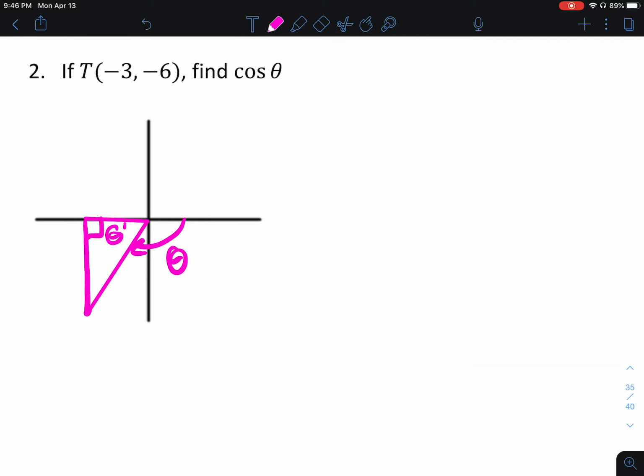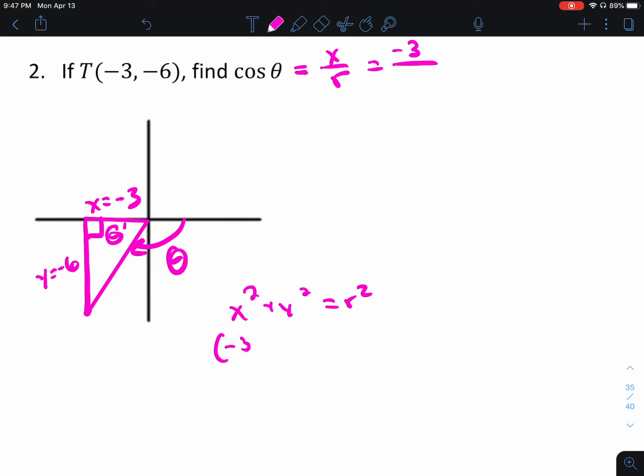In this triangle, we were already told that x is -3 and that y is -6. What we don't know is what r is. This is not a Pythagorean triple, so we're going to have to use the Pythagorean theorem. X squared plus y squared equals r squared. The reason we have to use the Pythagorean theorem is because cosine of theta is x over r. And we know x is -3, but we don't know what r is. So x is -3, and we're supposed to square that, plus y is -6, we're supposed to square that, and we don't know what r is.